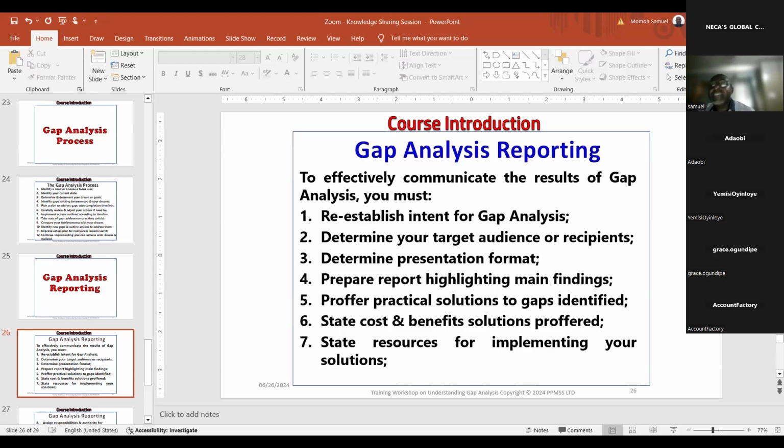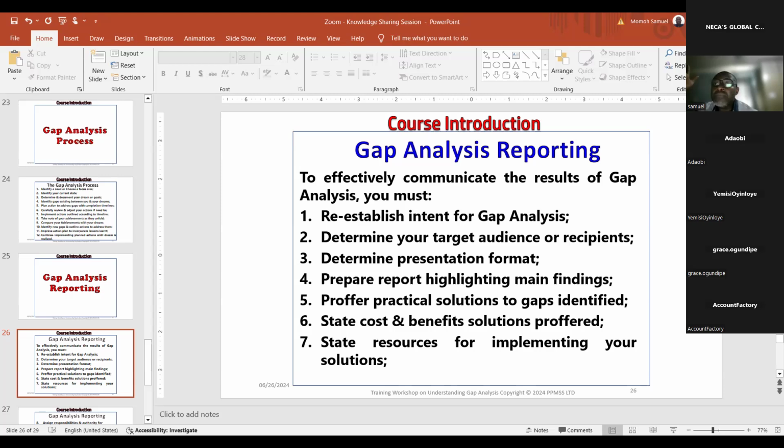Three, the format is very important. And the format is going to be dependent on the audience or the recipients of your information. If, for example, you are sending the report strictly to top management, then please do less of qualitative reporting or analysis. That's storytelling. That's what I mean by that.